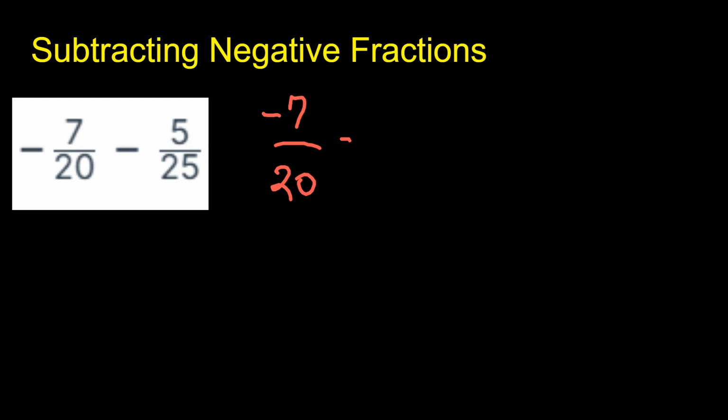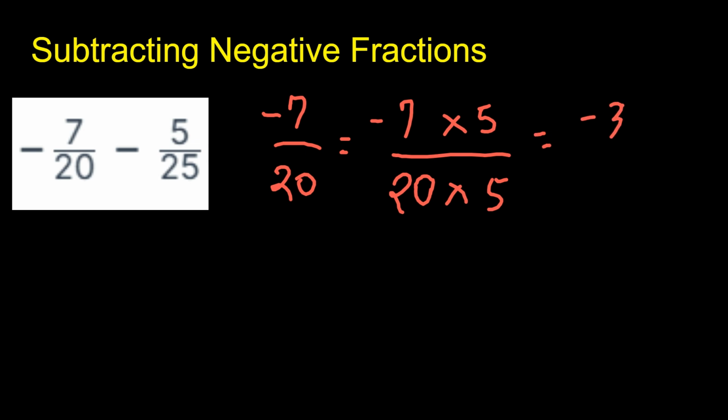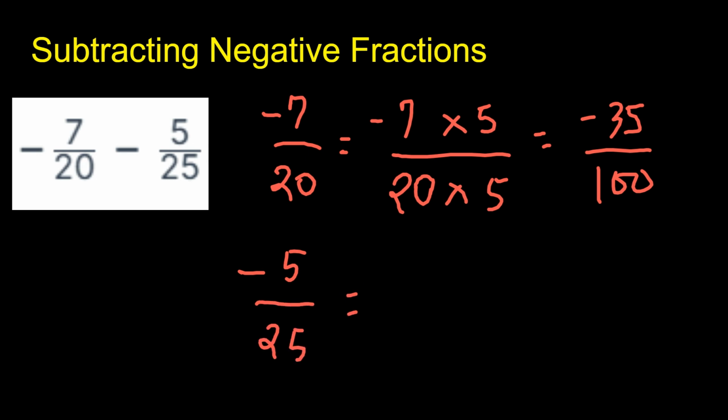We will rewrite them. Negative 7 over 20: we will multiply both our numerator and denominator by 5. So what is negative 7 times 5? That would be negative 35 over, what is 20 times 5? That is 100.